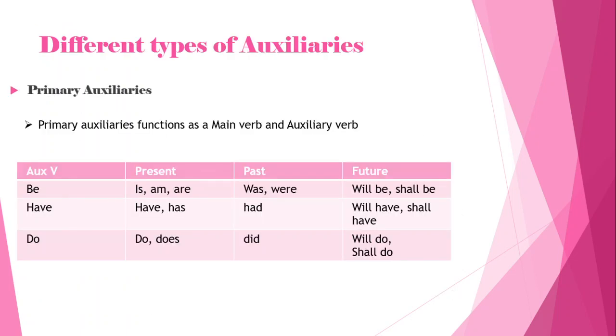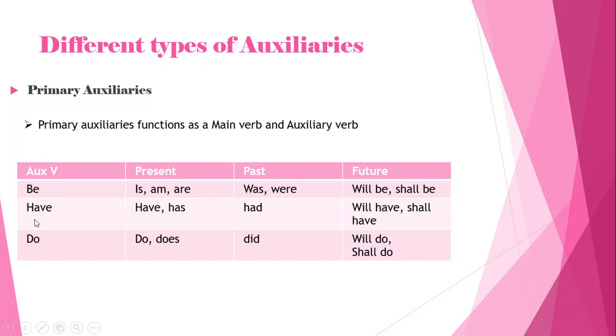Now moving on to primary auxiliaries. As I said before, we have 3 forms. In the present tense it is is, am, are. Okay, so when you are speaking in third person, he is, she is. Then I am, first person is am, they are. Then in the past tense we have was, were. In the future tense we have will be, shall be.